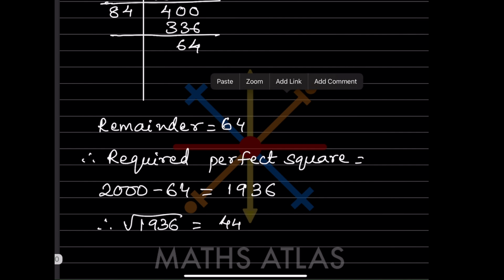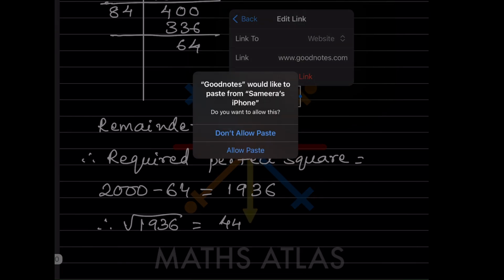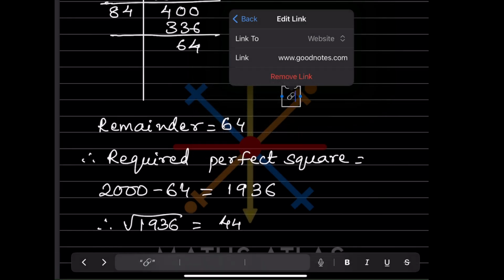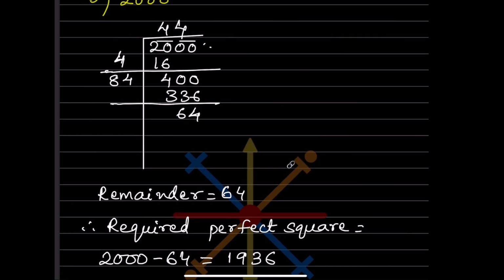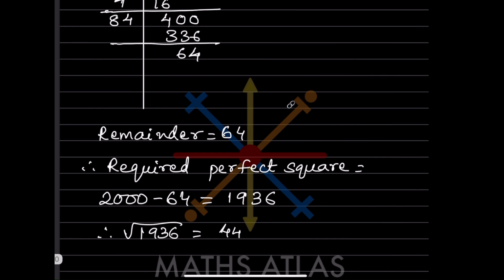So the perfect square is going to be from this one. From 2000, you are going to subtract this 64. So that is going to be 1936. And if we take the square root of 1936, that is going to be 44.